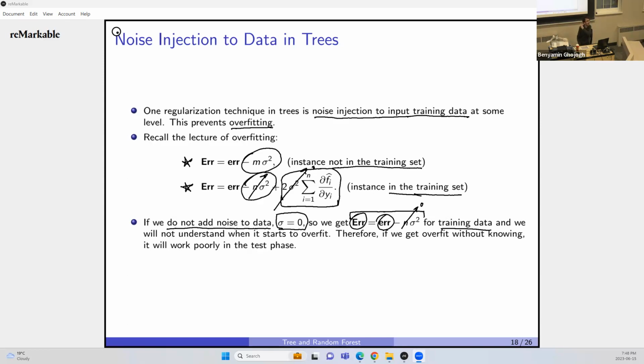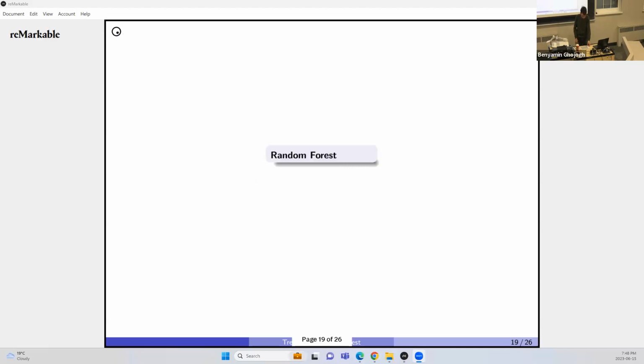It means that the validation error becomes similar to training error, and we never find out when we are starting to overfit. But when we add some noise to data, then we will have this term. Then we can check the validation error, and we see that it goes up. This is the justification for why noise injection to input data is good at some level. So we can do it for tree and it works. Random forest now.